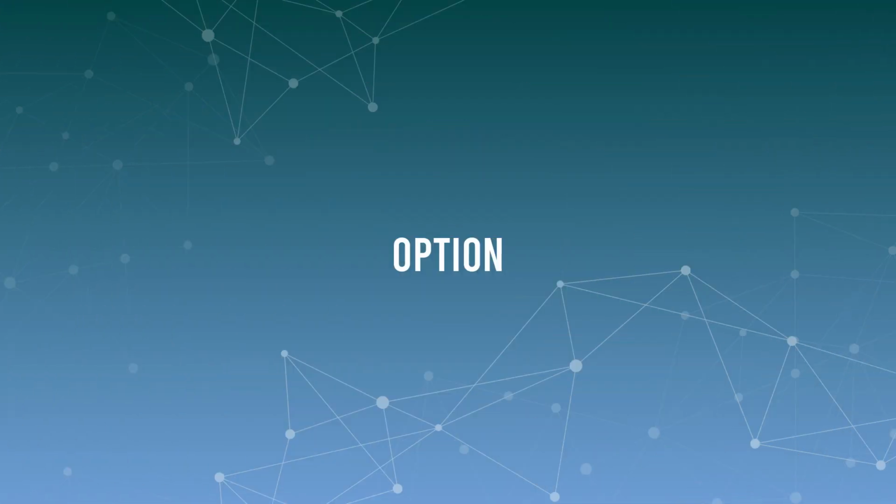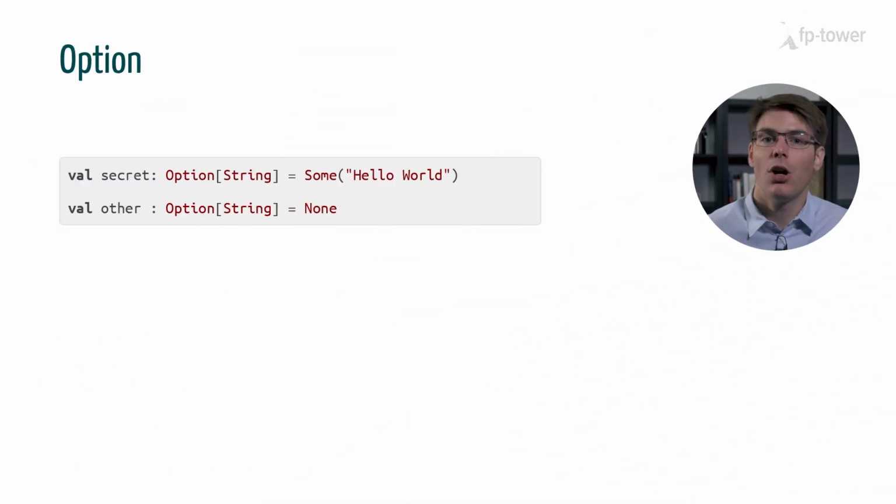Hi everyone! In this lesson, I would like to discuss options and how they are used in the context of error handling. As a quick reminder, an option represents a value that may be missing. For example, if we have an option of string, it means we either have a string when the option is a Some, or nothing when the option is None.